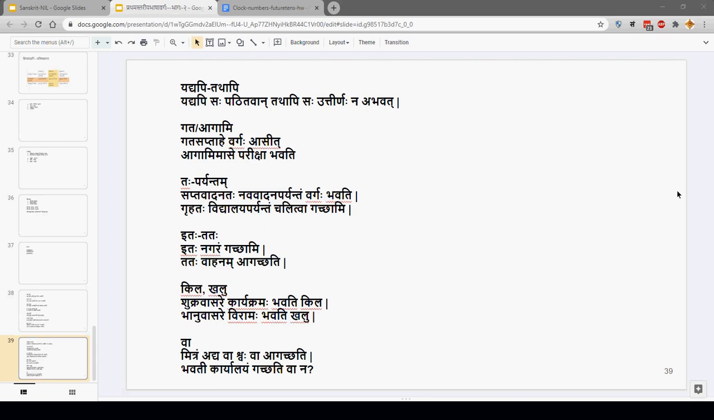सप्तवादनतः नववादनपर्यन्तम्. Another example is गृहतः विद्यालय पर्यन्तं. From home, vidyalaya paryantam. Vidyalaya is school. So vidyalaya, if you add the suffix and the vibhakti, then it becomes vidyalaya, pullingam. But because it is a single word, we are removing that vibhakti suffix and just putting the noun base. Vidyalaya paryantam. Grahataha vidyalaya paryantam. Chalitva gacchami. I go walking. I go by walking. Chalitva gacchami.